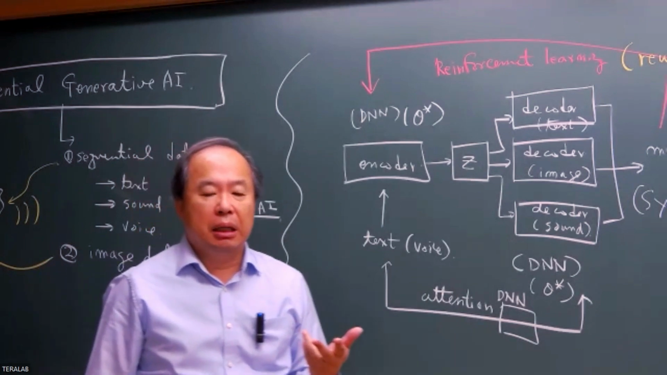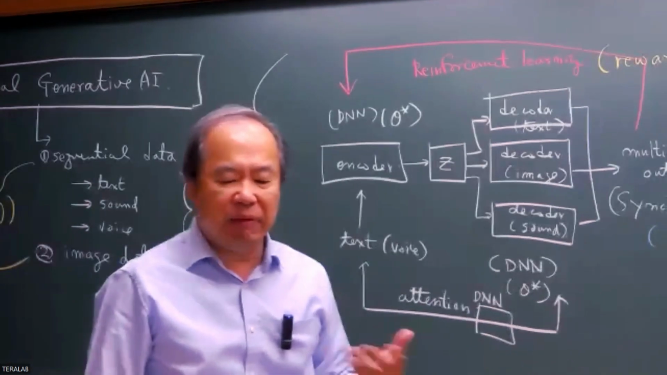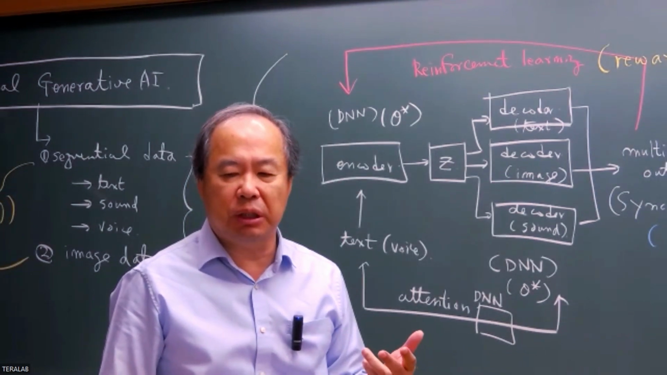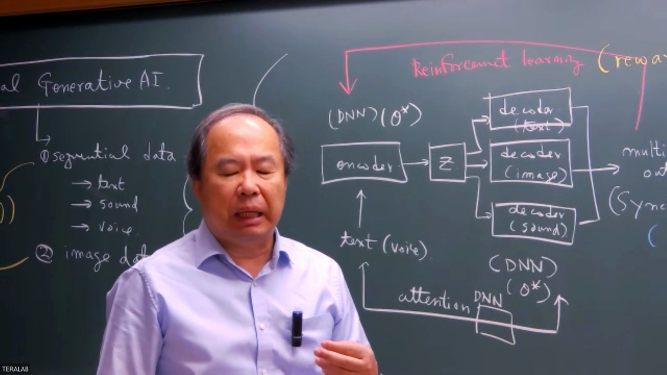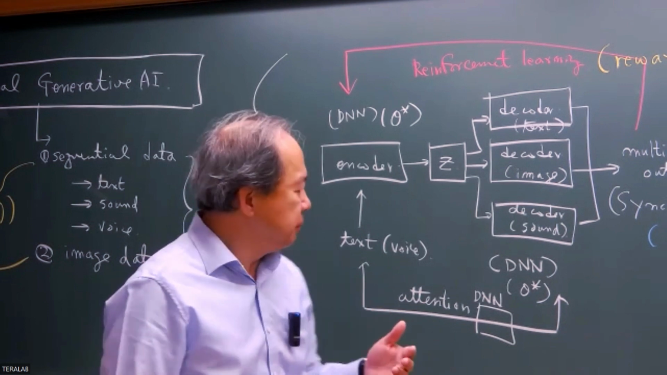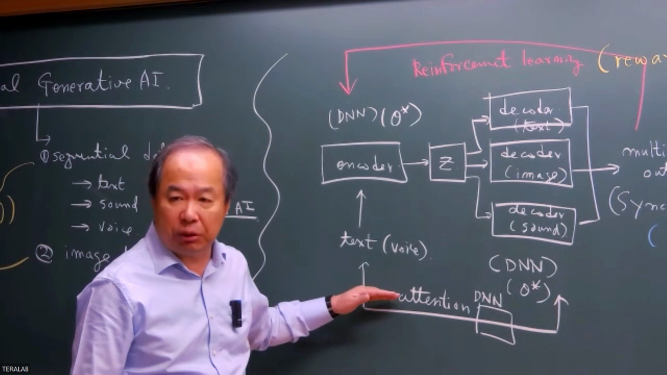ChatGPT is writing texts as if it is a human. It is very difficult to distinguish ChatGPT from a real human. They are writing text very freely and naturally. One key part of that is the attention network.